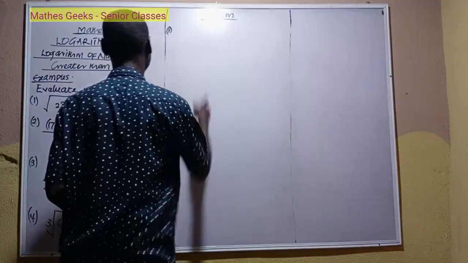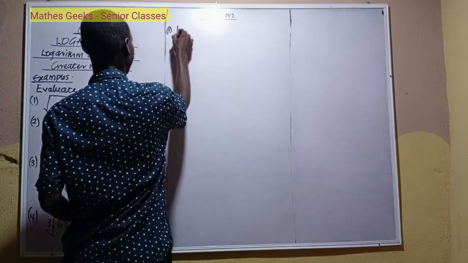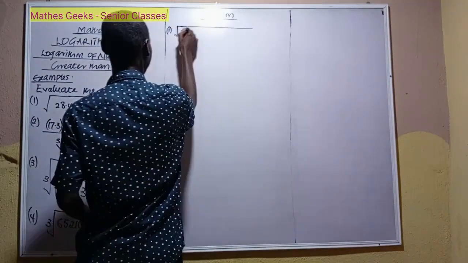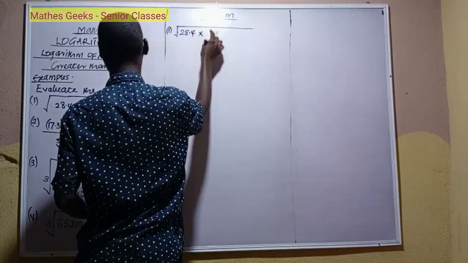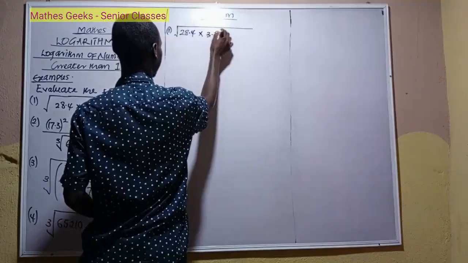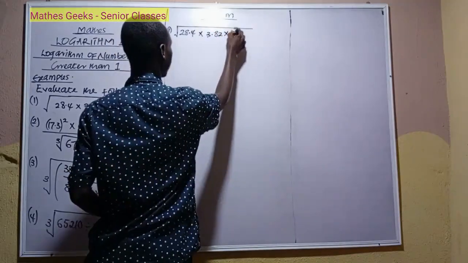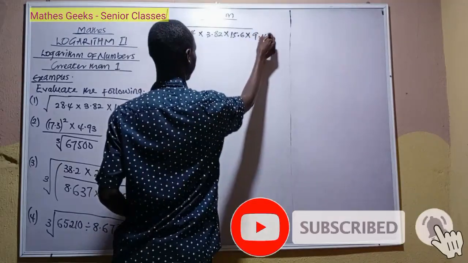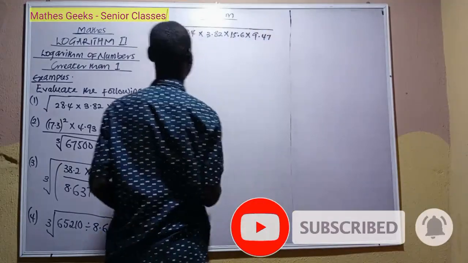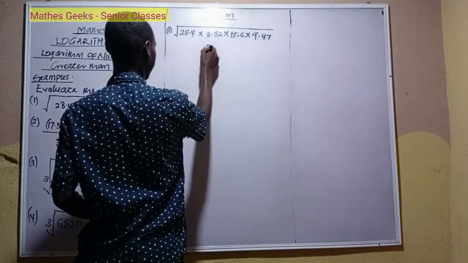Number 1: 28.4 times 3.82 times 15.6 times 9.47. Solution number 1.